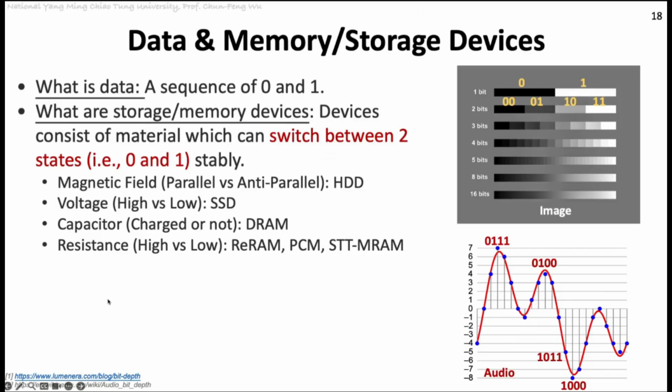So there are also some new non-volatile memories like RRAM, PCM, and STT-MRAM. All of them use a switch between resistance states. High resistance means 0, and low resistance means 1. They use different kinds of physics, chemistry, or different ways to map the materials to show high or low resistance.